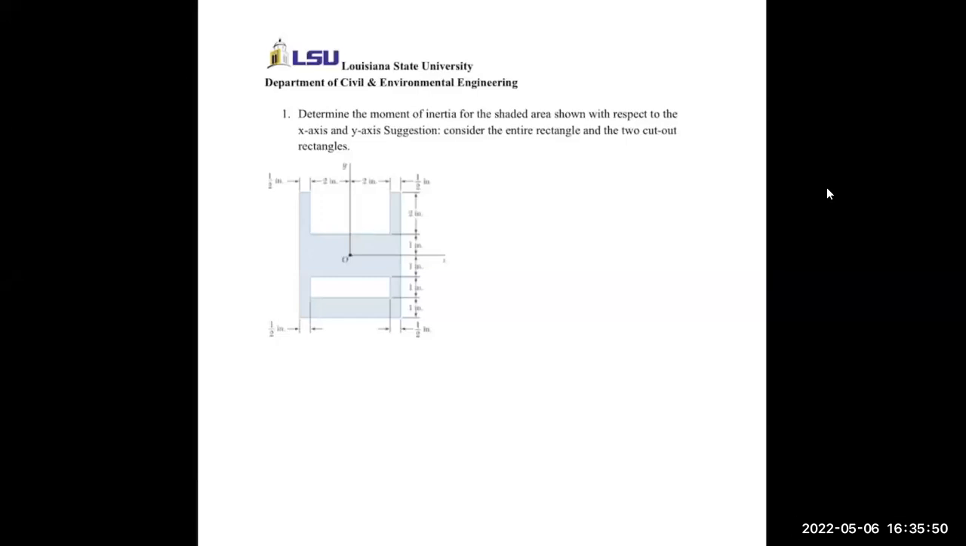Okay, so problem one says, determine the moment of inertia of the shaded area shown with respect to the x and y axis. Then it suggests that we need to consider the entire rectangle and the two colored rectangles. What does that mean? That means that when we construct the table, we consider this entire rectangle as one piece, and then we consider the two colored ones as two separate pieces. I'm gonna lay the table out.